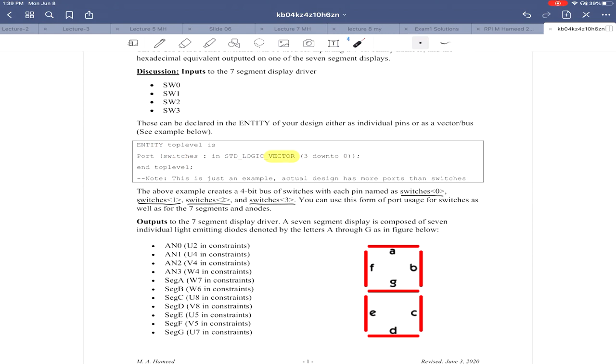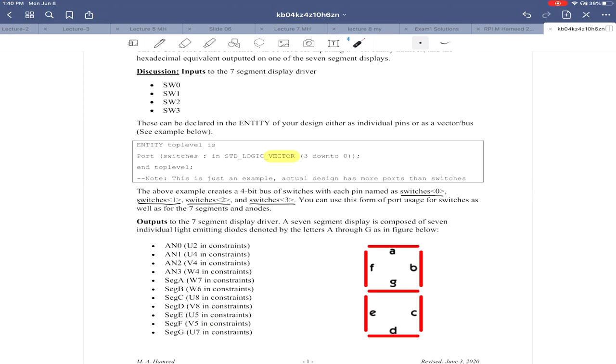As opposed to saying switch 0 in standard logic, switch 1, switch 2, switch 3, right? Instead of writing all those 4 statements, you have essentially made a vector to reduce the effort. And this actually is very helpful to refer to one thing by using index and one name.